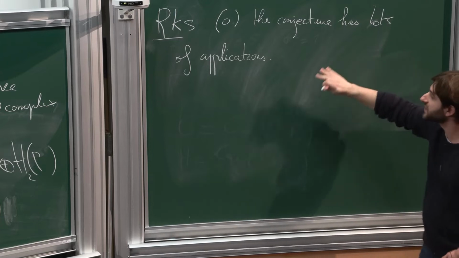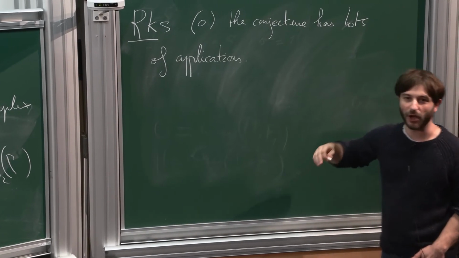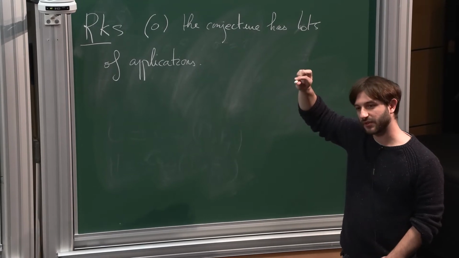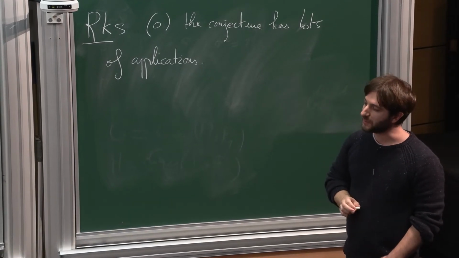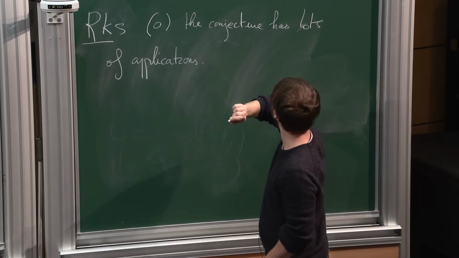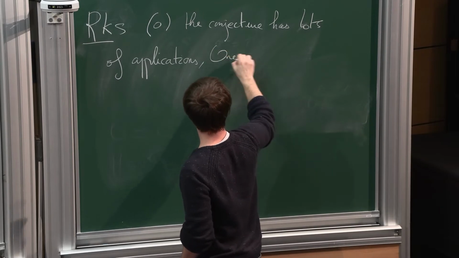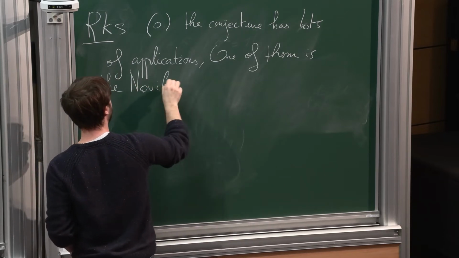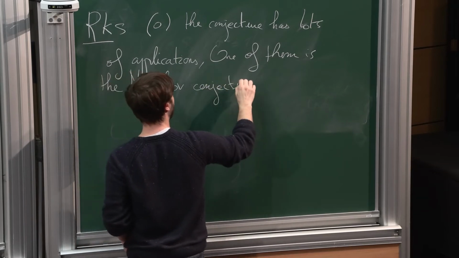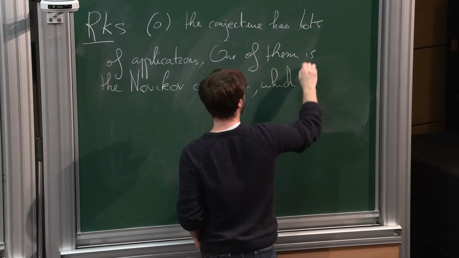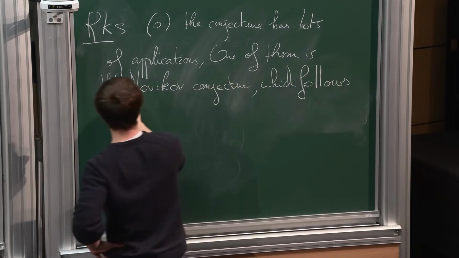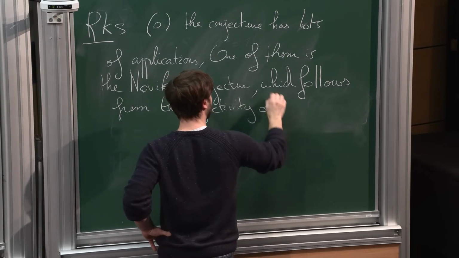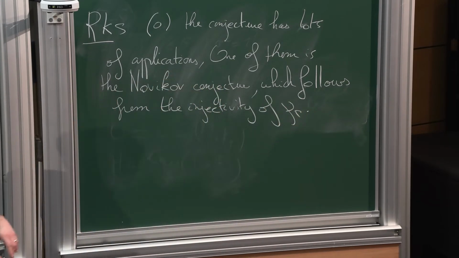So all over mathematics, in analysis, in algebra, in topology, I will be mainly interested in topology today. But you have the idempotent conjecture of Kaplansky that follows from surjectivity. You have others, but one of them is the Novikov conjecture, which follows from the injectivity of the map. Okay.